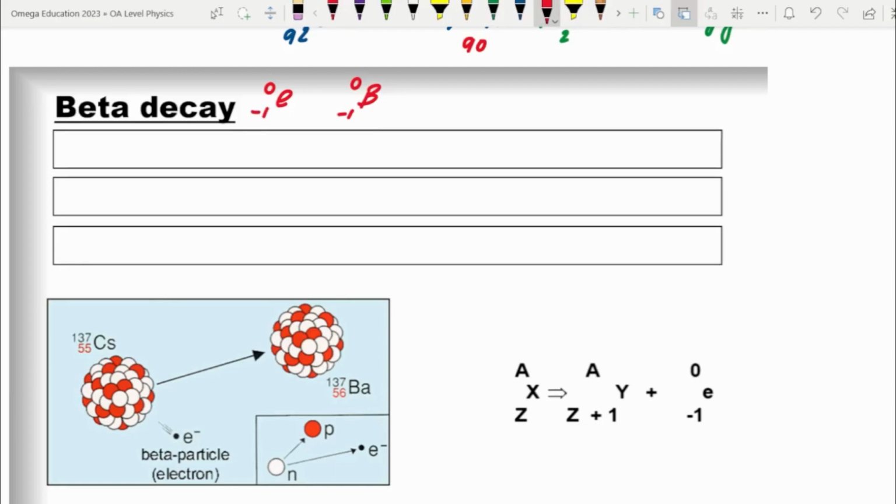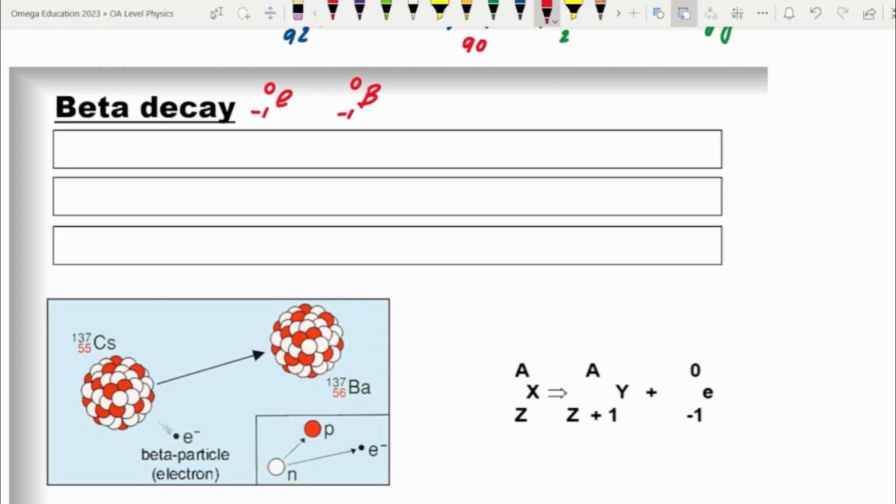Okay, unless mentioned otherwise, unless they mention that you're having a positive beta decay. In that case, it would be beta plus 1, 0. The atomic number, we read the atomic number first and then we read the atomic mass.